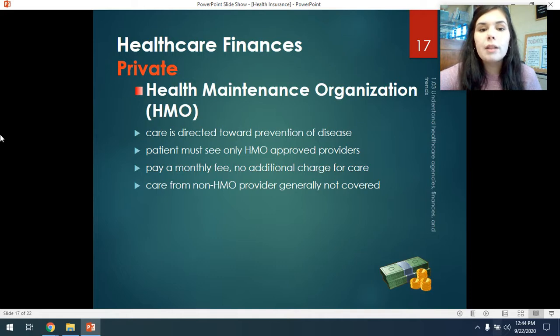An HMO, or a health maintenance organization, is a type of private insurance. With HMOs, the care is directed towards prevention of disease, so they really stress going to doctor's appointments annually, getting preventative care, vaccines, and things like that. The patient can only see HMO-approved providers if they are under an HMO plan. They must also pay a monthly fee, but there is no additional charge for the actual care that they receive. The care from a non-HMO provider is generally not covered, and they would have to pay that out of pocket. So an HMO is really helpful because you're going to pay a fee every month, but when you actually go to the doctor, you won't pay anything. However, you can only go to certain HMO doctors, and if you don't, then you're going to pay for all of it out of pocket.